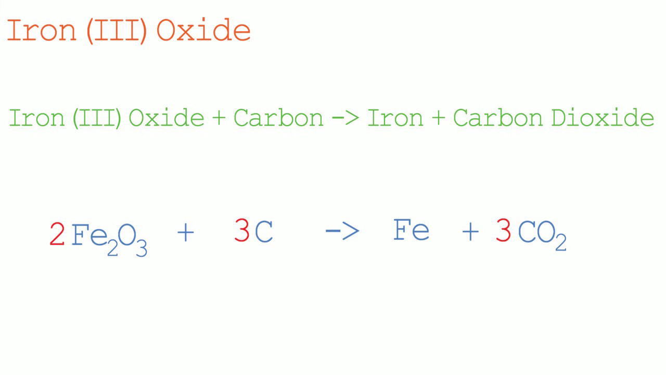We need to check the final element type, which is iron. Currently, there are 4 iron atoms on the left and 1 on the right. We can solve this by placing a 4 in front of the iron on the right side. This results in our equation becoming 2Fe2O3 plus 3C becomes 4Fe plus 3CO2. A good strategy is to do a final check of all the different elements. And if we do this, we will see that there are 4 iron atoms on both sides, 6 oxygen atoms on both sides, and 3 carbon atoms on both sides.